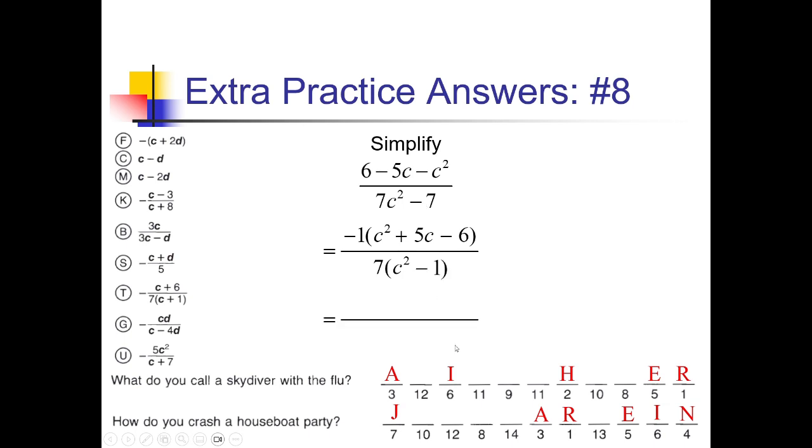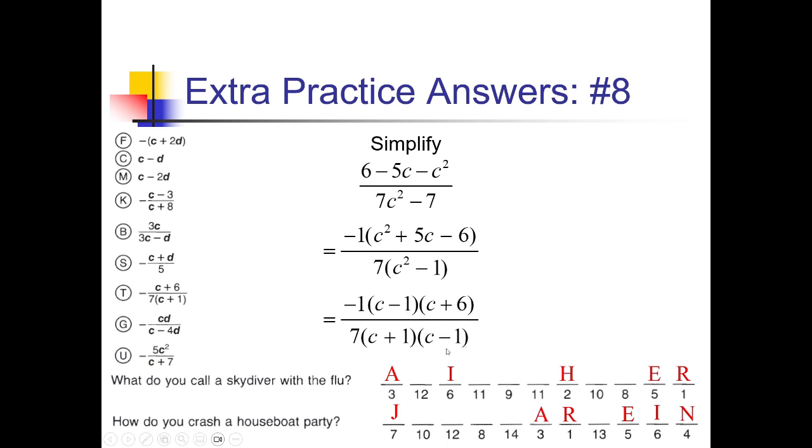Continuing on, I've got the -1 I brought out already. And for the stuff inside, I need factors of -6 that add up to 5. 1 and 6 works if I have -1 and positive 6. So c minus 1 and c plus 6. And down here, we've got the 7 that we already brought down. And this is one of my plus-minus shortcuts here. Square root of c squared is c. Square root of 1 is 1. So c plus 1, c minus 1.